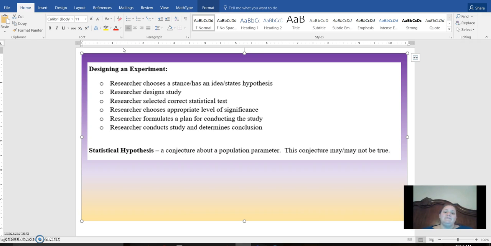Then you decide your level of significance, like, do I want to be 90% correct with a 10% chance of being wrong? Do I want to be 95% correct with a 5% chance of being wrong? Then you formulate a plan, so you figure out how you're going to do this study. You do your study and then you figure out your conclusion.